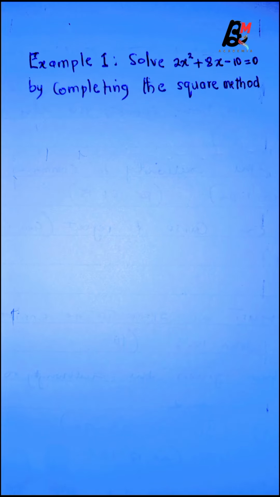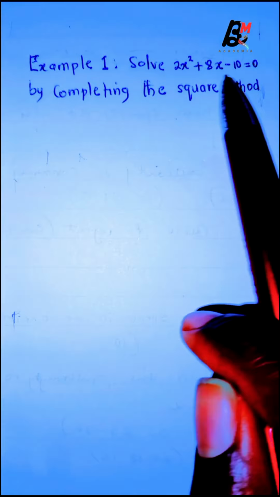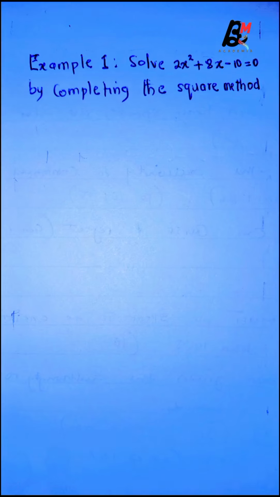There are some quadratic equations that cannot be solved using factorization method. In that case, we use the completing the square method, from which the quadratic equation formula is formed. For example, solve 2x squared plus 8x minus 10 is equal to 0. Notice that this equation cannot be solved using factorization method, so we use the completing the square method.